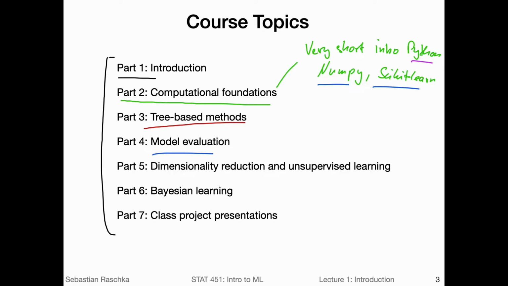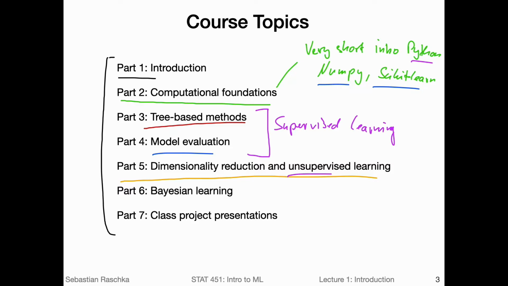After part 4, we will go to part 5, dimensionality reduction and unsupervised learning. Don't worry about the term unsupervised learning yet. It sounds maybe a little bit fancy right now. We will talk about that shortly in this lecture. So just for context, this will be largely supervised learning, and then we will have unsupervised learning here.